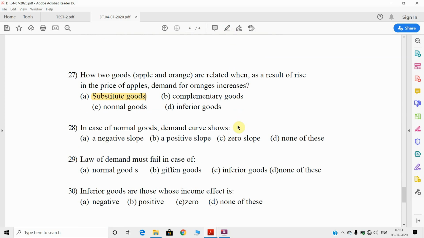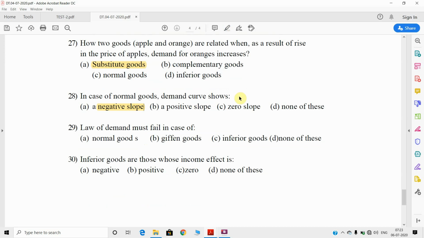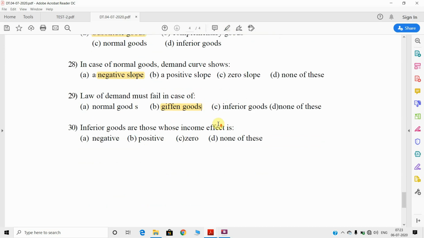28. In the case of normal goods, the demand curve shows a negative slope. In the case of inferior goods, it is a positive slope. 29. The demand curve must fall in the case of, that is your given, it cannot hold, so it fails in the case of Giffen goods. 30. Inferior goods are those whose income effect is negative. That is a repeated question also, right.